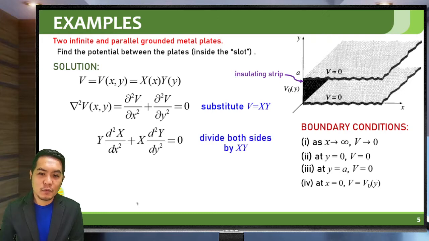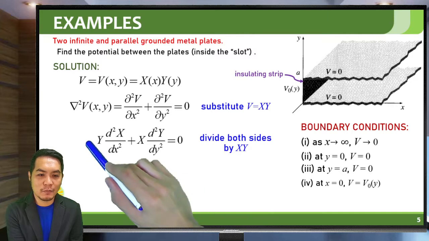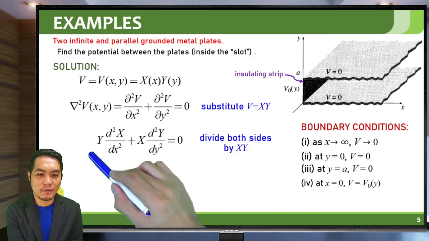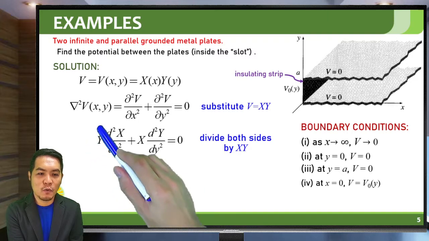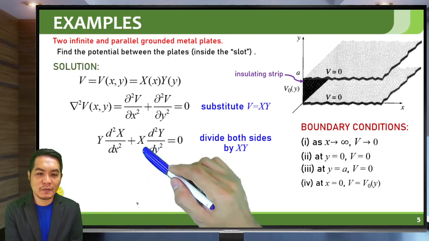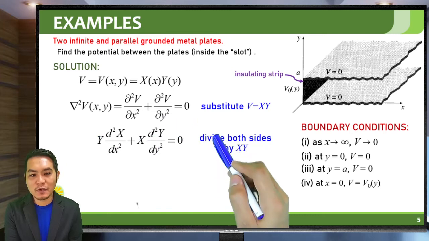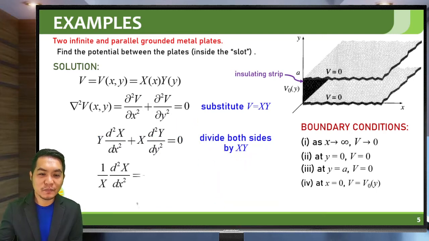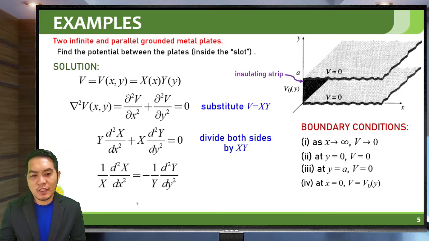And then we divide both sides by V, or by XY. Divided by XY, you will get 1 over X here. You divide this by XY, you will get 1 over Y. And then you transpose that to the other side of the equation, and you will get this. If you notice, this side of the equation is only a function of x, and this side of the equation is only a function of y.